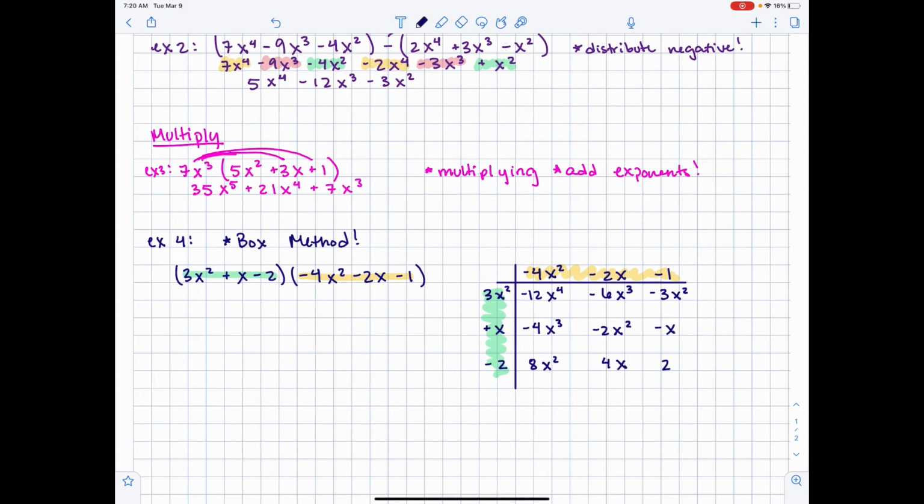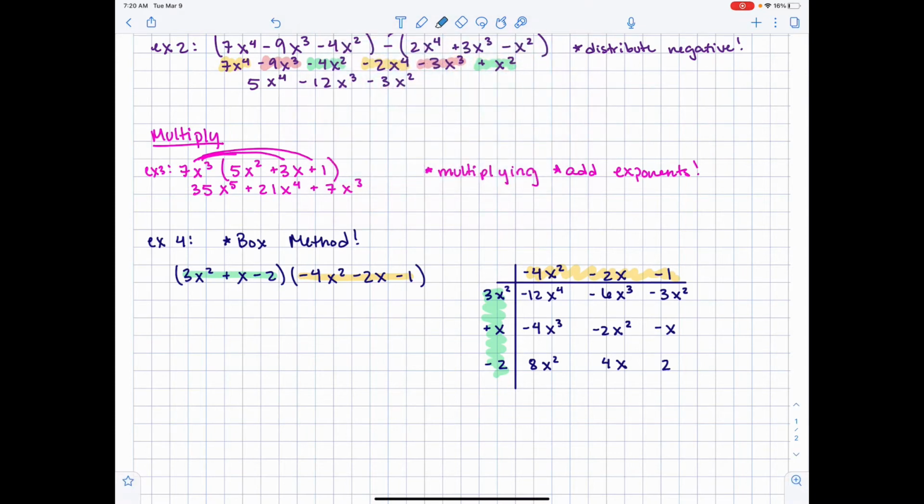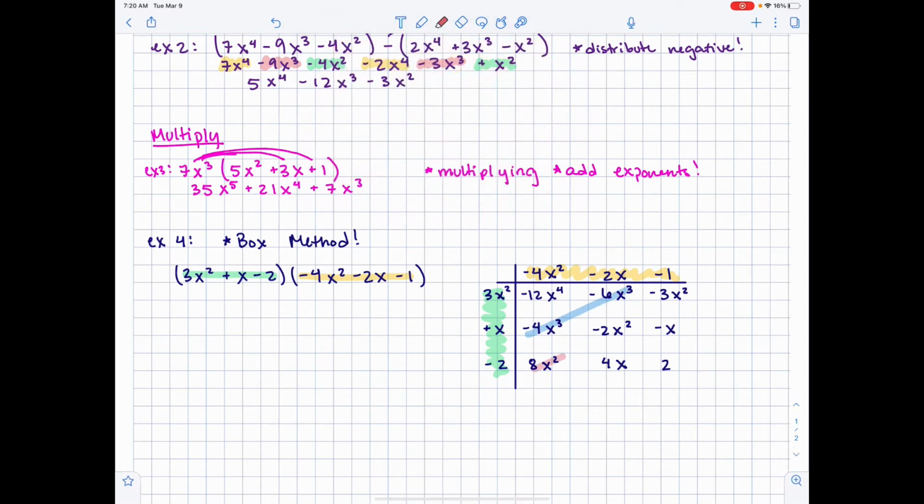All right, and what's so nice about this box method, for the most part, there's a few exceptions here, is that all your like terms are in a diagonal. So we have those, we have our x squareds, and then lastly, with purple, we have our x's, and we can just go ahead and combine all of our like terms.